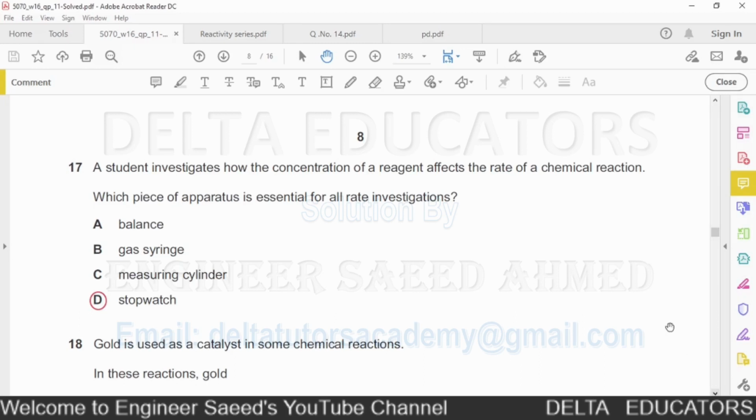Here the student has to find out the rate of chemical reaction. To find out the rate of chemical reaction, he just needs a stopwatch. And stopwatch is given in option D. So the correct option is option D. Balance is used to measure the mass. Gas syringe and measuring cylinder are used to measure the volume of the gas. But for the rate of reaction, we just need a stopwatch.